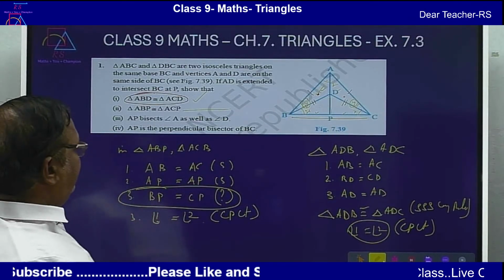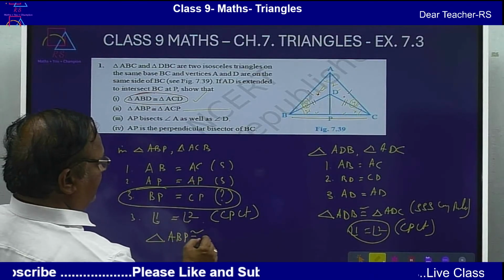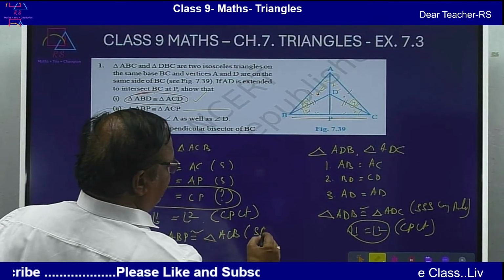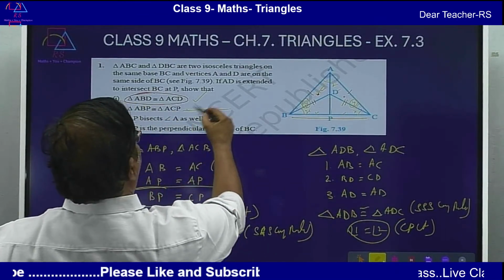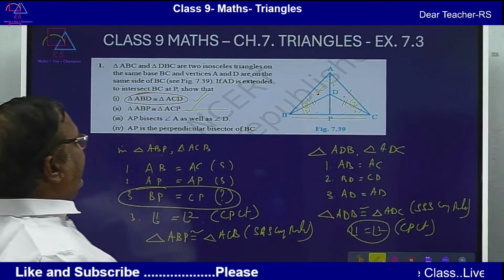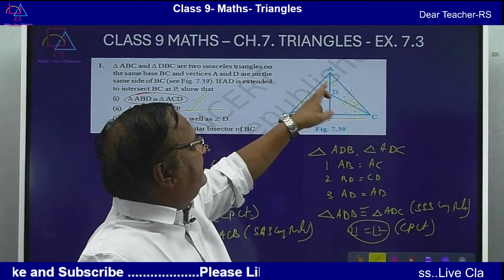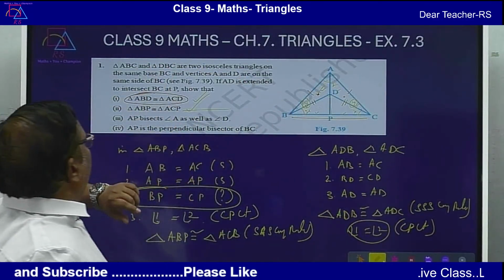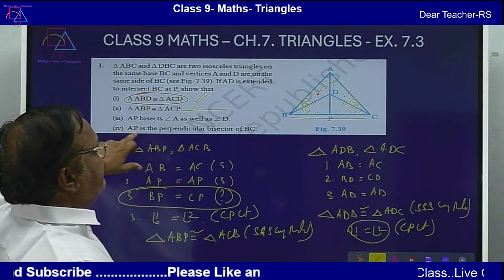Yes. Therefore, triangle ABP is congruent to triangle ACP by SAS congruency rule. So this is also over. And AP bisects angle A, as angle 1 is equal to angle 2. AP is the bisector of angle A, and also of D. And AP is perpendicular bisector.